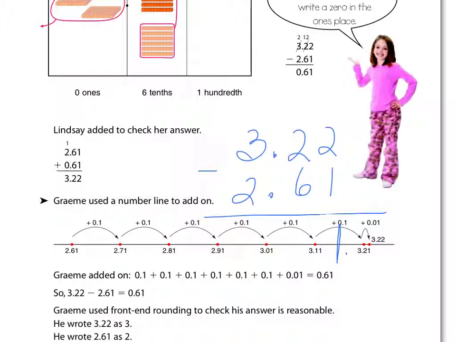2 take away 6 you can't do, we have to borrow. This becomes 2, this becomes 12. 12 take away 6 is 6. 2 minus 2 is nothing. We're left with 0.61. So, of course, I just wanted to review that method, since that is the method that most of you are familiar with.